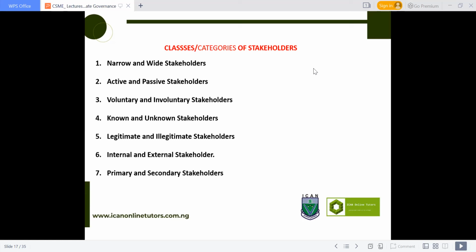Yes, voluntary stakeholders are those joined by their wish to become stakeholders. Yes, you can put it like that as well. Thank you, Mr. Akinwale. Then let's move on.